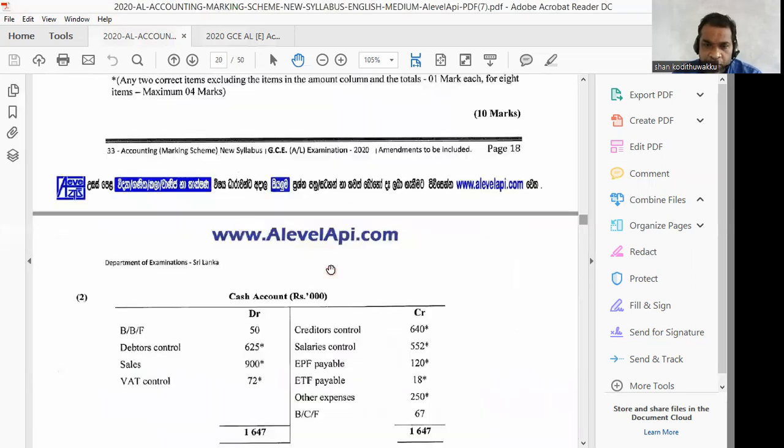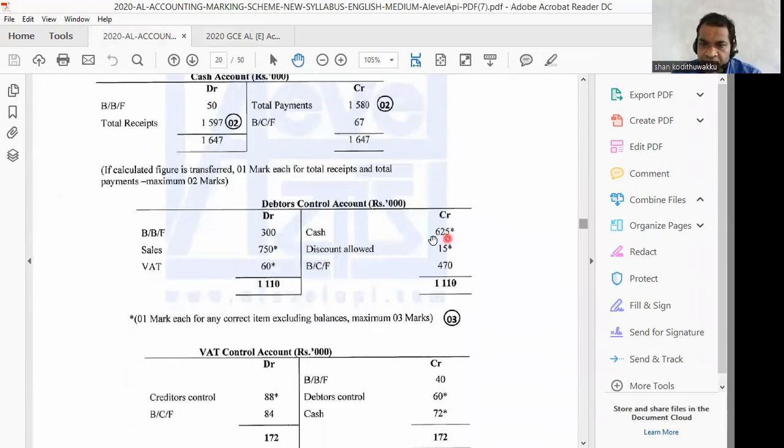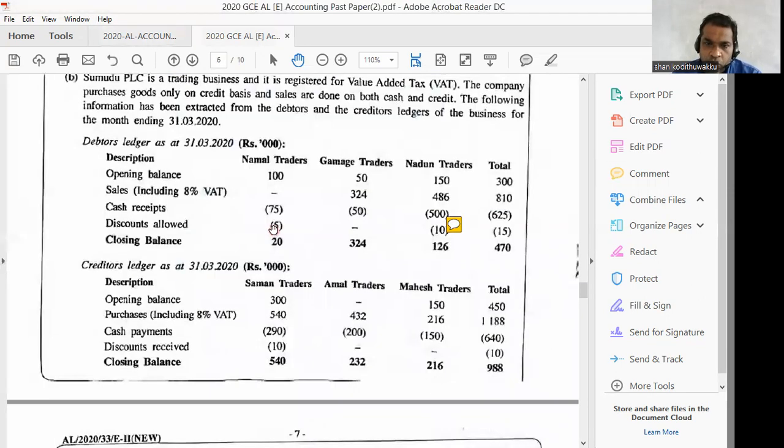When it comes to the debtors control account, likewise here cash 625. Discount allowed 15. This 15 will be 5 from one customer, 10 from another customer. That means the business has given them a discount. Here we enter total values in the control account. Therefore, the discount allowed total you credit here, and discount allowed account debit. Here we don't prepare the discount allowed account separately. It includes 2 values, 5 to Normal Traders and 10 to Nadun Traders. The total is there.